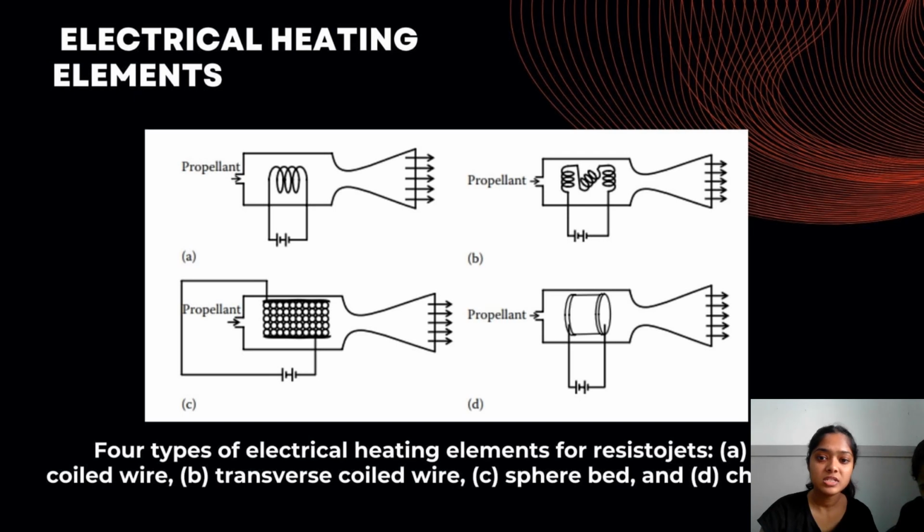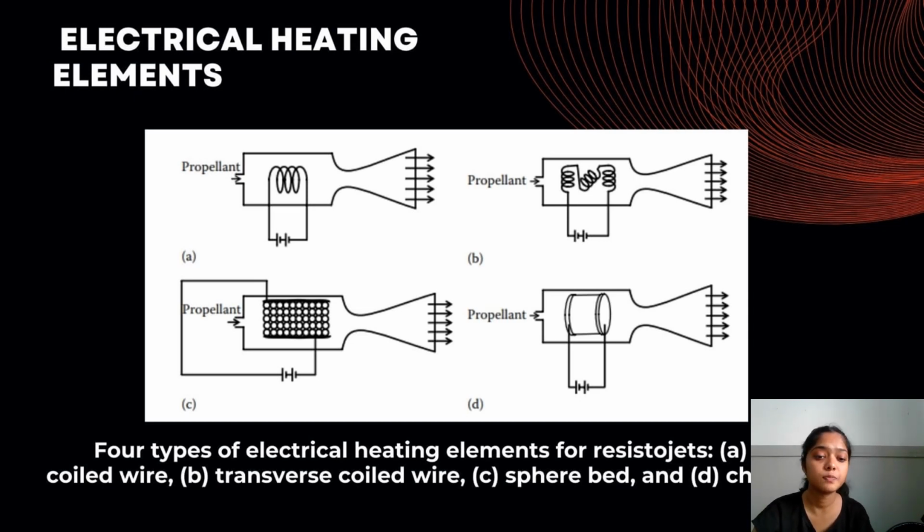Then the next we have is transverse coiled wire. This is similar to the straight coiled wire, but the coils are arranged in a transverse direction, perpendicular to the flow of propellant. This design provides better heat transfer to the propellant, but it is more complex to manufacture.